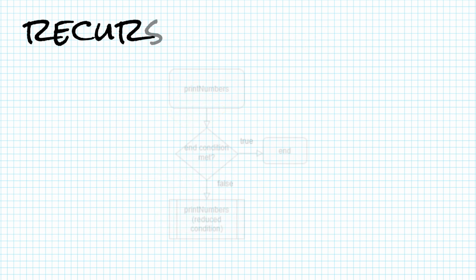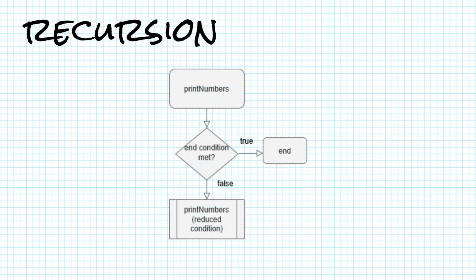When you solve a repetition problem with recursion, you write a method, or if you're solving the problem in a different language, you might call that a subroutine or function or procedure. In a recursive solution, the method calls itself. So if I am in method print numbers, there is at least one call inside print numbers to print numbers.